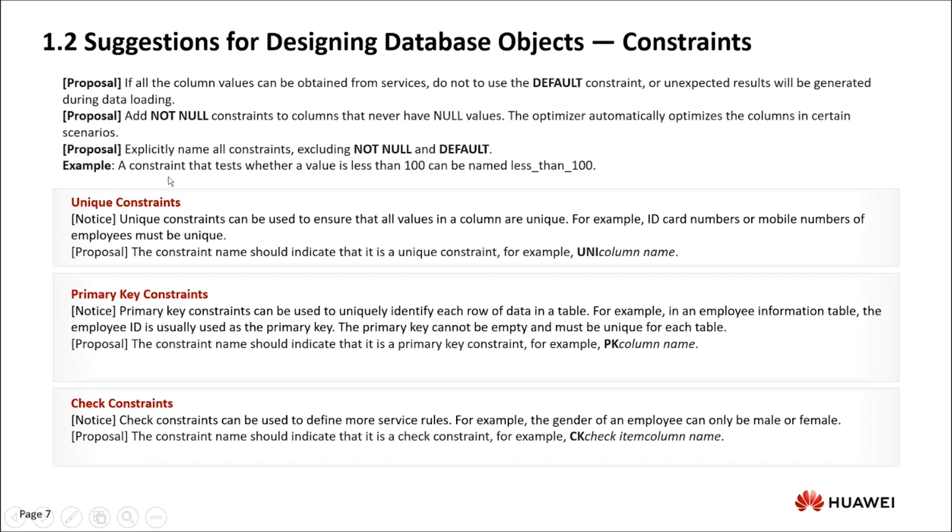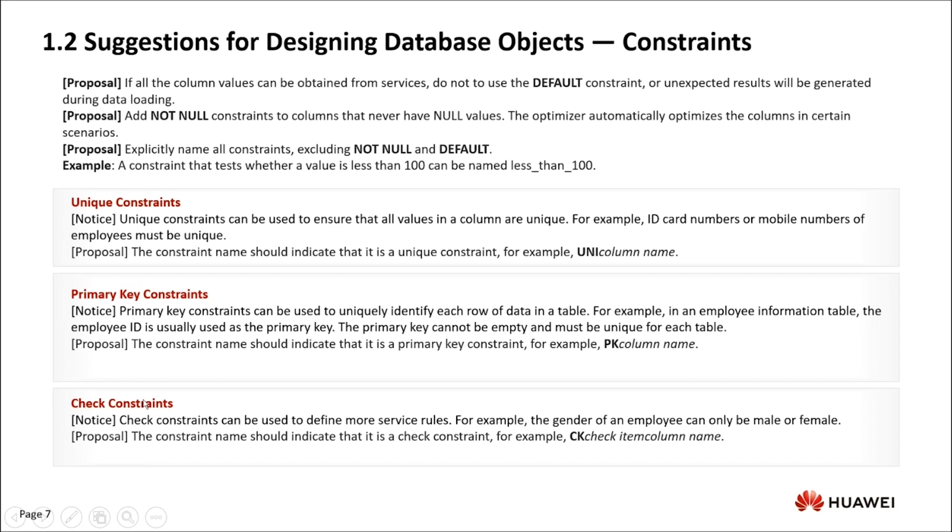So here is an example. A constraint that tests whether a value is less than 100 can be named like less than 100. So we can tell at a glance at the constraint name that this constraint is used to constrain a column and make sure it is less than 100. This is pretty clear.